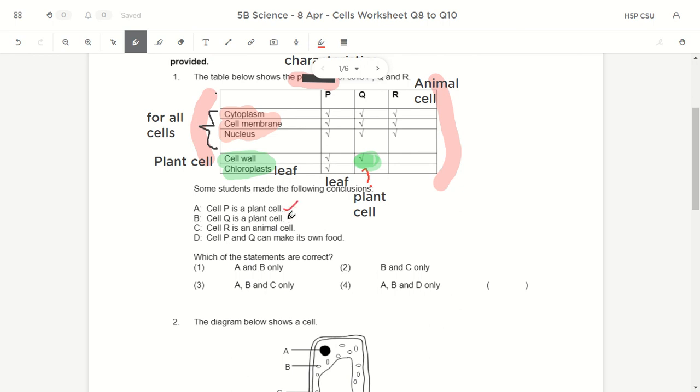Q is a plant cell. Yeah, Q is a plant cell, correct? R is an animal cell. R is an animal cell, correct? P and Q can make its own food. Okay, I'm going to highlight: P and Q can make its own food.